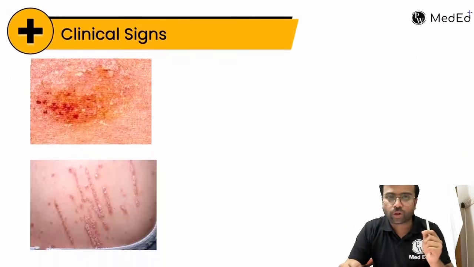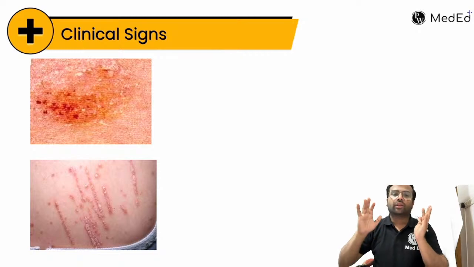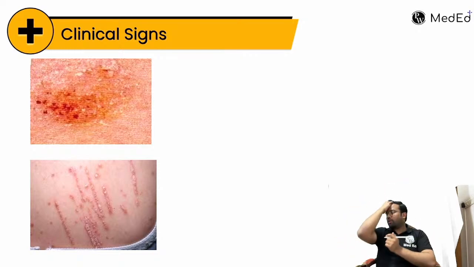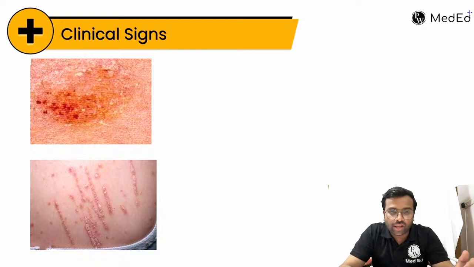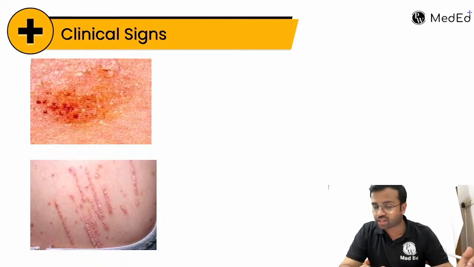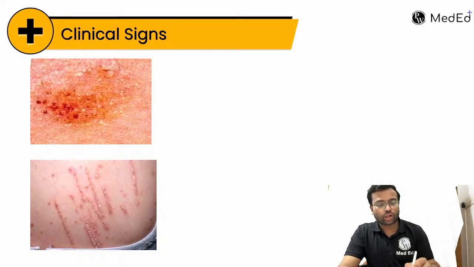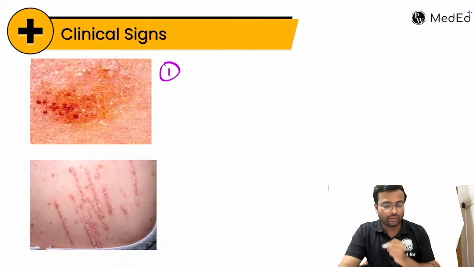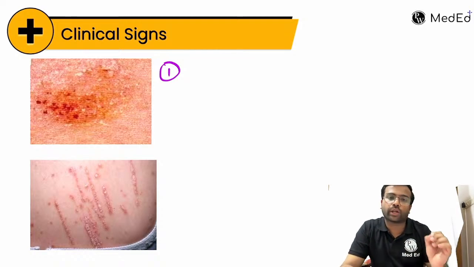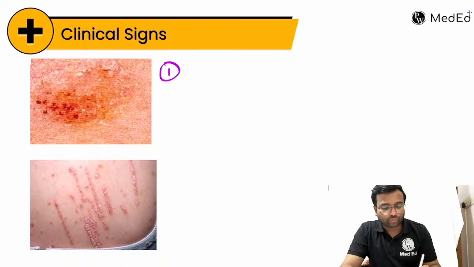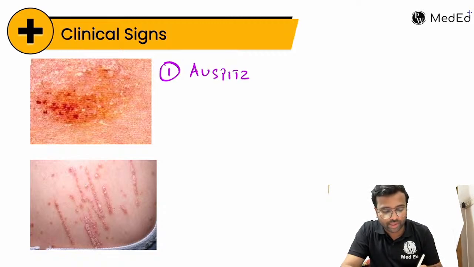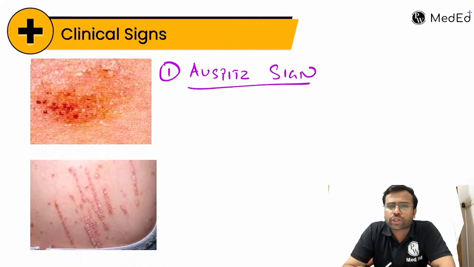Remember last time also, along with mentioning the various clinical features, we always add these clinical signs as well. So what is the clinical sign that we are going to discuss now? There are 2 very important clinical signs. The first clinical sign, which you can always mention in your answers, is going to be Auspitz sign. Any idea what is an Auspitz sign, all of you?